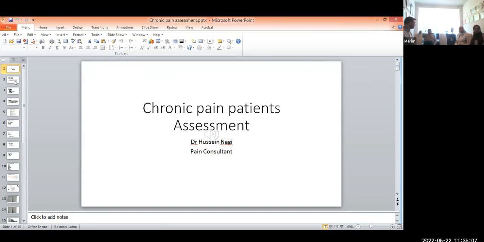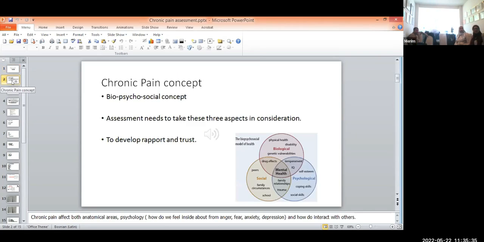This is about how we assess chronic pain patients in chronic pain clinics. It might be more detailed, however, I will try just to show you the standard benchmark, where if a patient comes with chronic pain, this is what they will be expected to get from you. First, we need to understand the new concept of chronic pain.